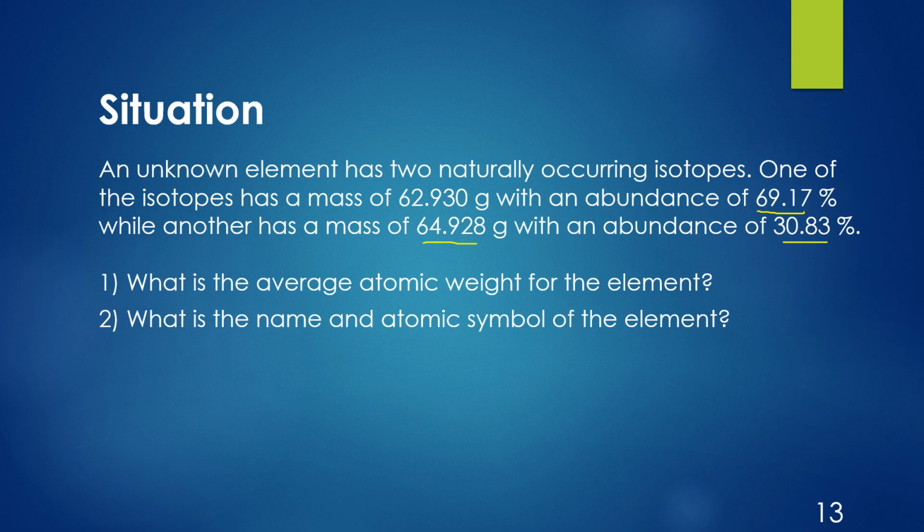So we're going to use the equation on the previous slide to figure that out. Once we figure out the average atomic weight, we can then take that atomic weight and compare it to atomic weights on the periodic table and figure out the identity of the element itself, which is what question 2 is asking.